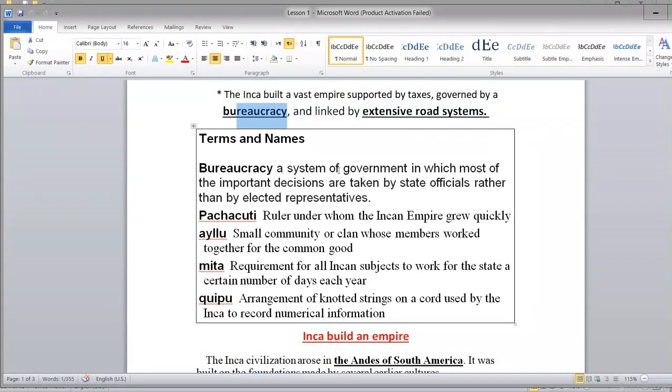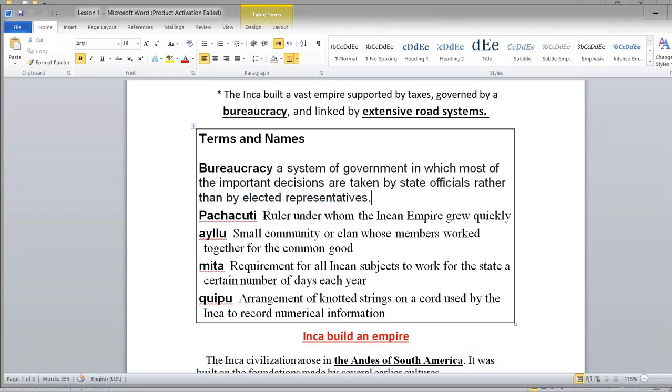Bureaucracy means a system of government in which most of the important decisions are taken by state officials rather than by elected representatives. As you see here, there was no election at that time, but they were ruling the empire by a system determined by the government. They are the only ones who take the important decisions, and these important decisions are taken by state officials, not by elected representatives.